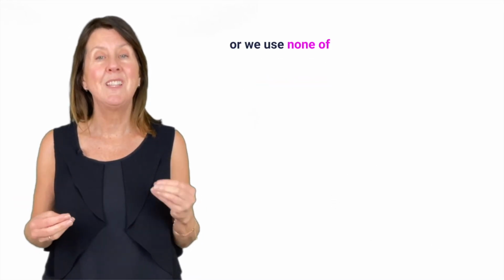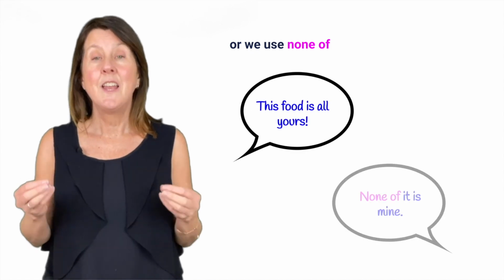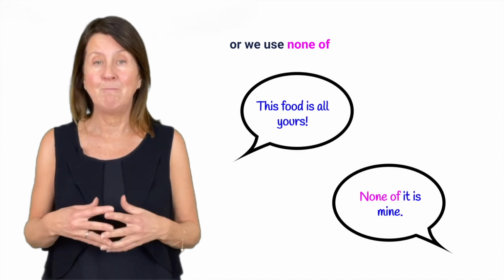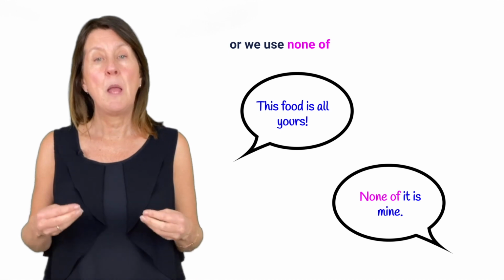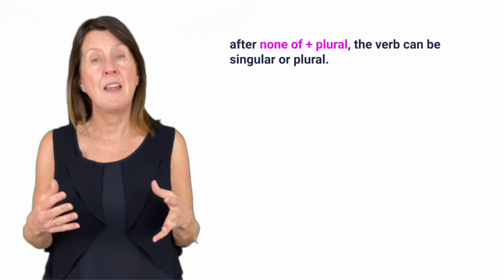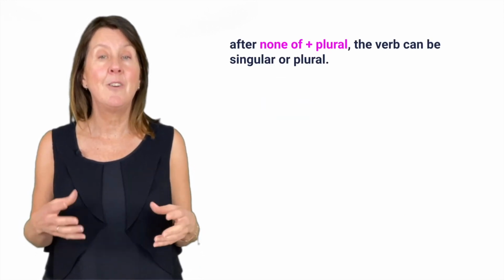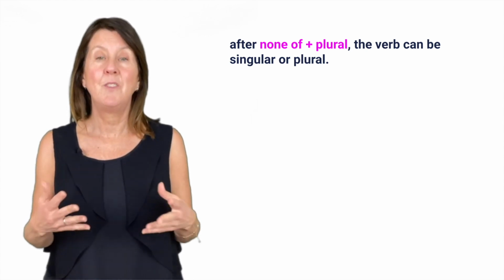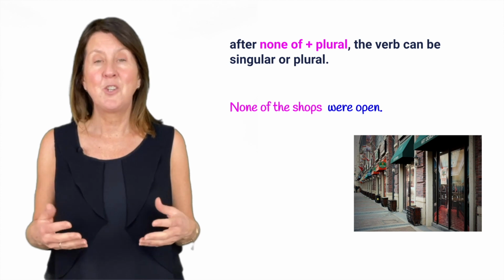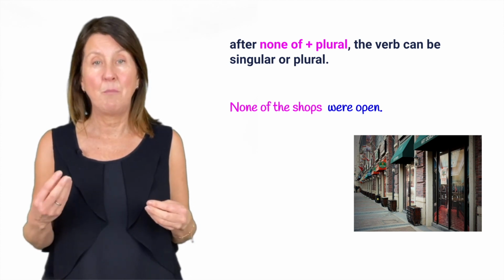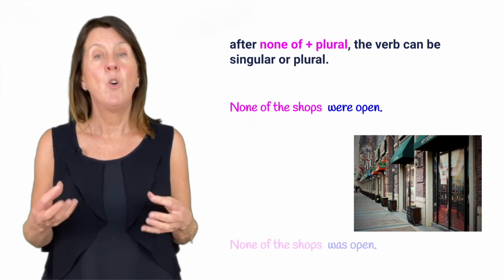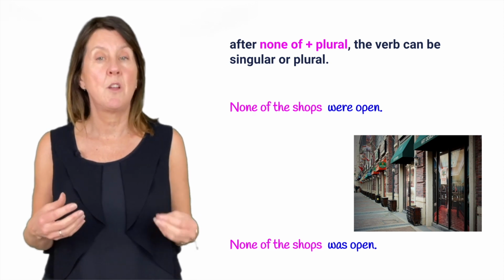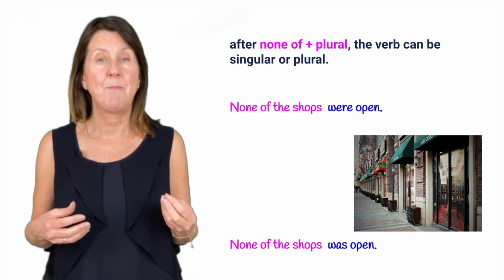Or we use none of. For example, this food is all yours. None of it is mine. After none of plus a plural noun or pronoun, the verb can be singular or plural. A plural verb is more usual. You could say none of the shops were open, so that's a plural verb, or none of the shops was open, and that's a singular verb.